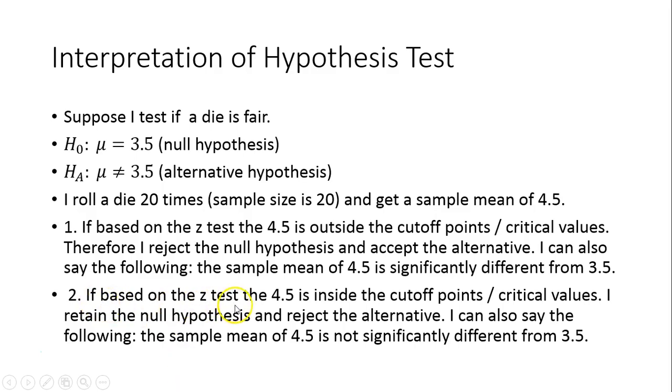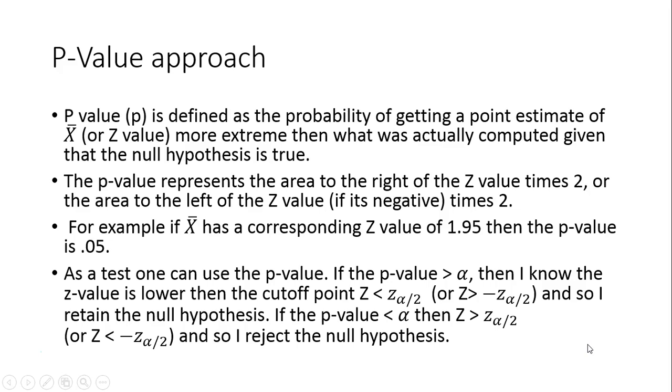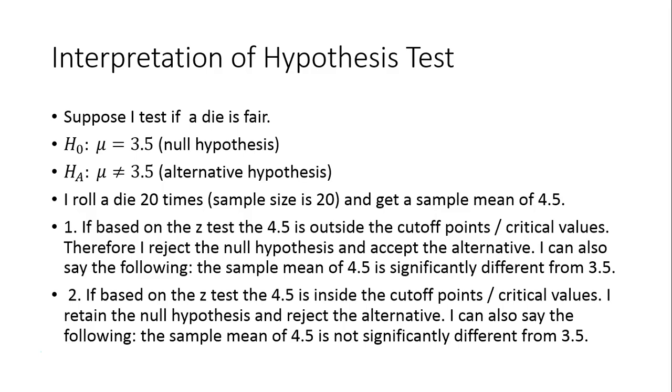If based on the z-test, the 4.5 is inside the cutoff points of critical values, I retain the null hypothesis and reject the alternative. I can also say the following: the sample mean of 4.5 is not significantly different than 3.5. So this was how to do the test using the z-test or the t-test.